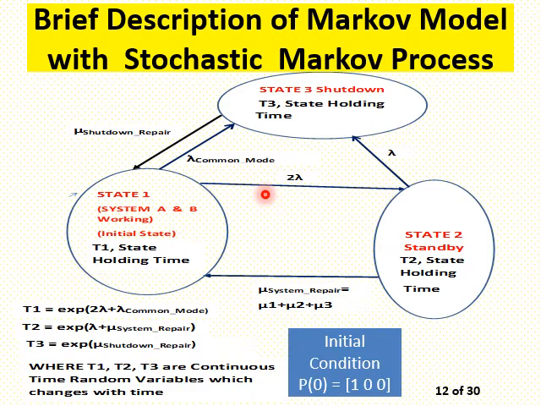This is a case of competing exponentials. T1 equals exp of 2 lambda and lambda common mode, which are competing exponentials, and the holding time will take the minimum of the competing exponentials and accordingly make a transition.